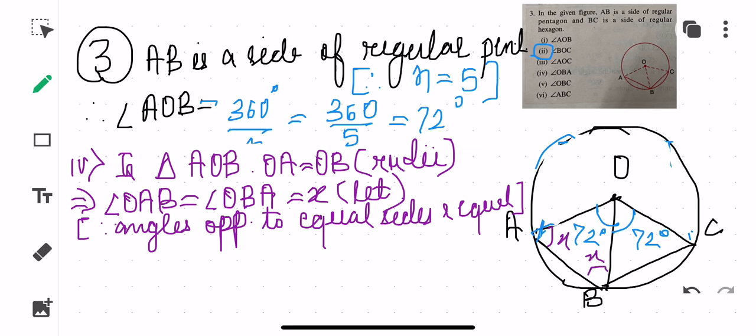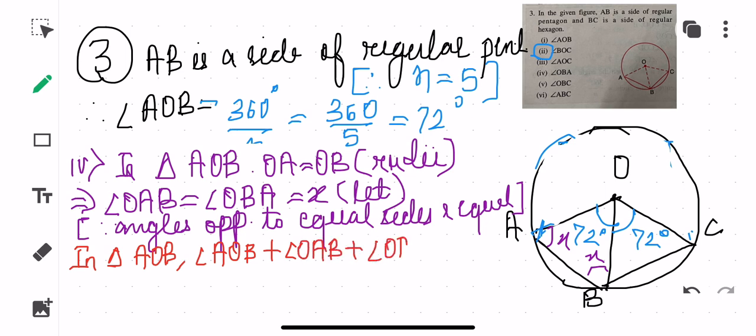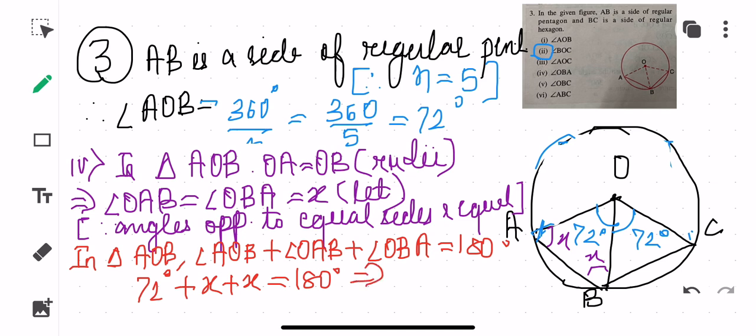Now moving to the triangle part, I'll be writing down like this: in triangle AOB, angle AOB plus angle OAB plus angle OBA is equal to 180 degrees. So AOB is how much, children? It has been given as 72 degrees. So 72 degrees plus 2x is equal to 180 degrees. So 2x will be equal to how much? 108 degrees. So write down 2x is equal to 108 degrees. So the value of x is equal to how much? 54 degrees. So OBA is equal to 54 degrees. This is how you can write: this implies angle OBA is equal to 54 degrees.